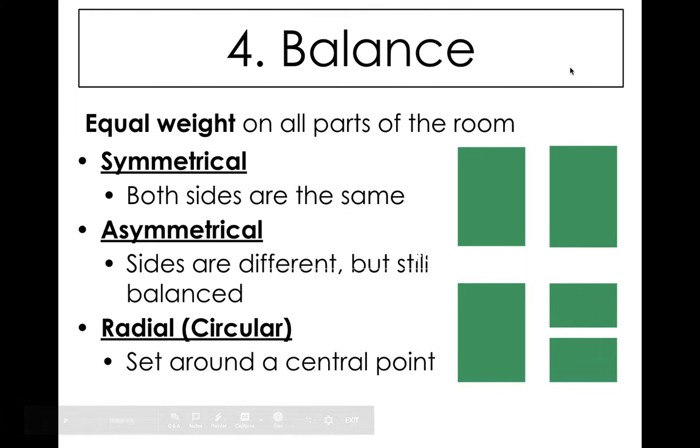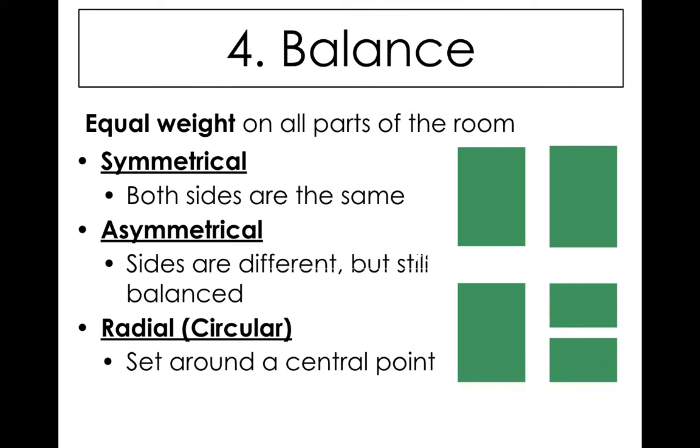Okay, balance is the next one that we're going to talk about. So balance is just equal weight on all parts of the room. So you can either have symmetrical balance where both sides are about the same. So if you think about the leveling of a scale, it would be two things of equal size on either side. So if you had a fireplace, for example, you would probably have the fireplace in the center, and then maybe you would have pieces of artwork that are the same size on either side of the fireplace. In asymmetrical, the sides are different, but they're still balanced.